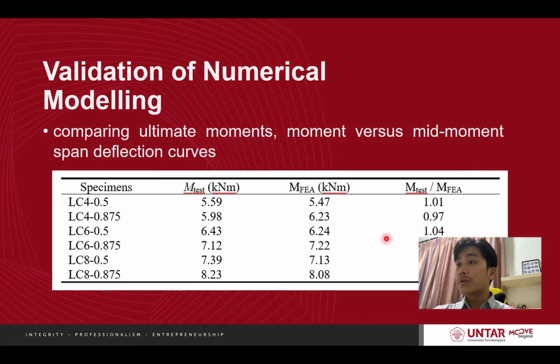From this table, the comparison results are closest at 0.97 and highest at 1.04. If we average it, it will be 1.01. That means the results between both methods are close enough.